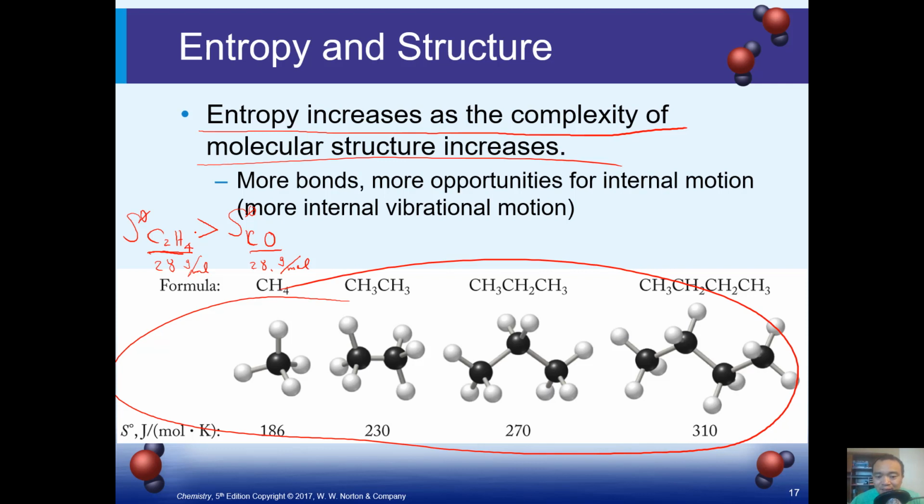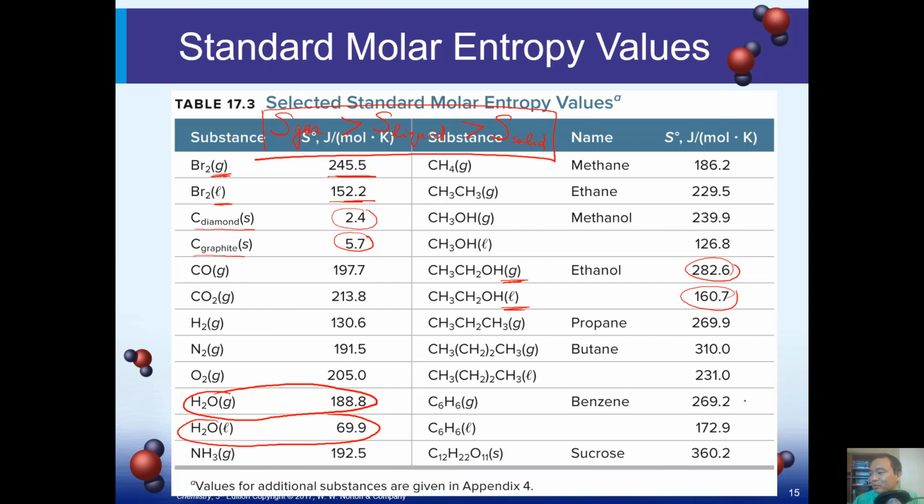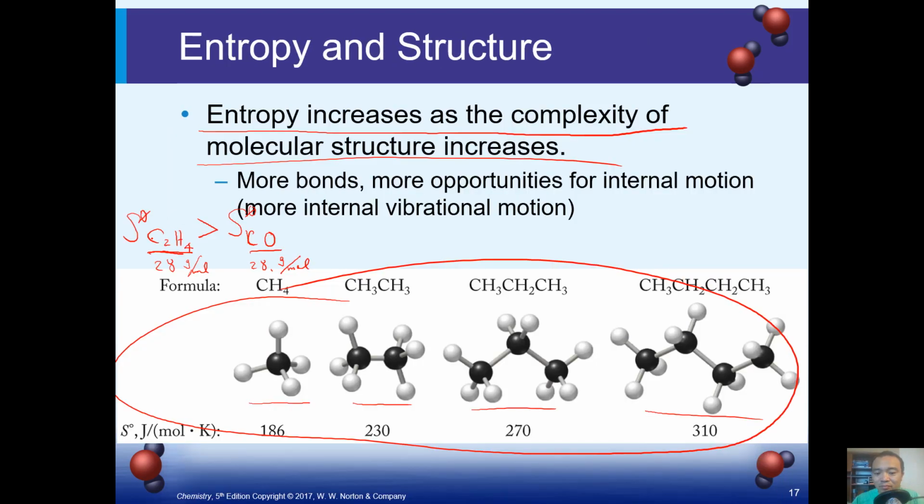This concept is illustrated for the series of alkanes shown here: methane, ethane, propane, and butane. As more atoms are added to the chain, the molar mass increases and the entropy increases. Another factor is the molecular rigidity, as we talked about in the previous slide for the examples of diamond and graphite. As we mentioned, carbon in the rigid diamond structure has less entropy than the carbon in the less rigid graphite form.